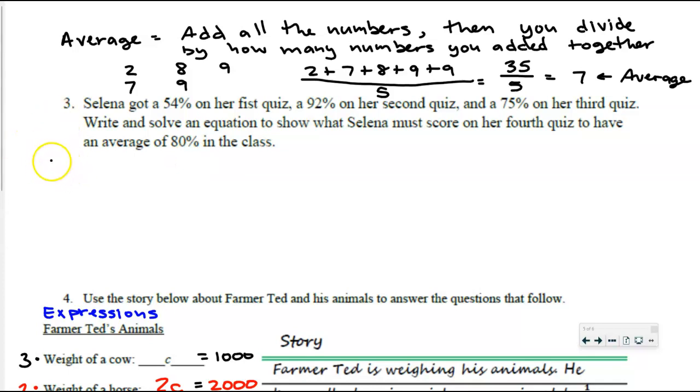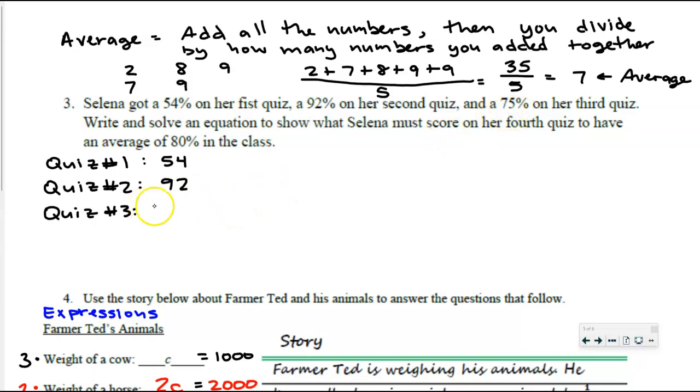Let's write some expressions. How much did she score on quiz number 1? 54%. I'm just going to put 54 and understand we're dealing with percents. What did Selena score on quiz number 2? 92% on her second quiz. What did Selena score on her third quiz? Yep, 75% on her third quiz. What did Selena score on her fourth quiz? Yep, on her fourth quiz.